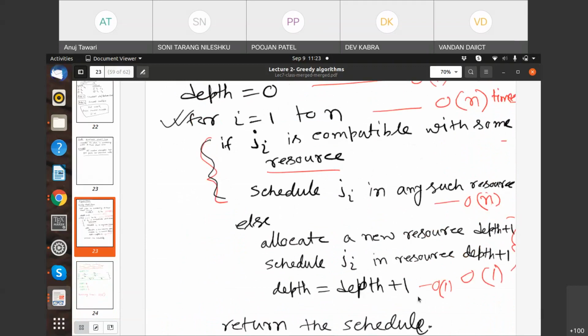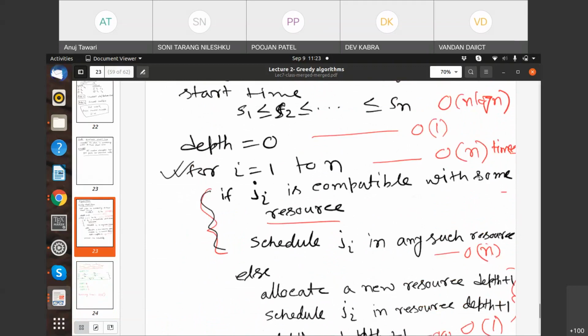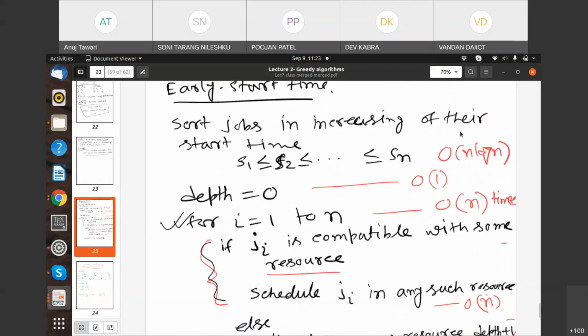So what's the running time here? This loop runs in big O of n time. Sorting takes n log n time. And inside the loop, you are doing big O of n work. So overall running time is n squared.